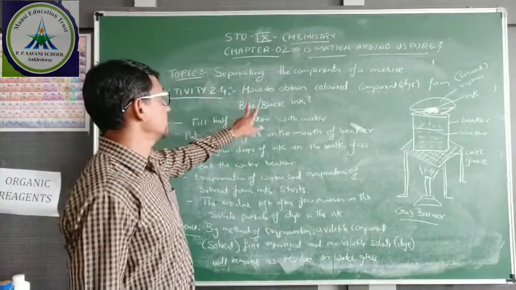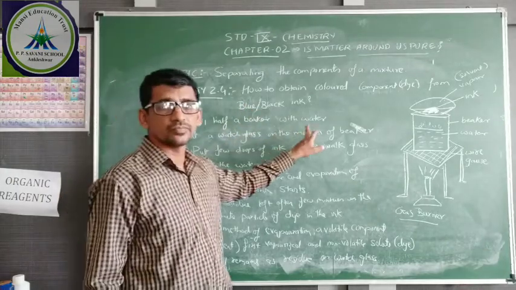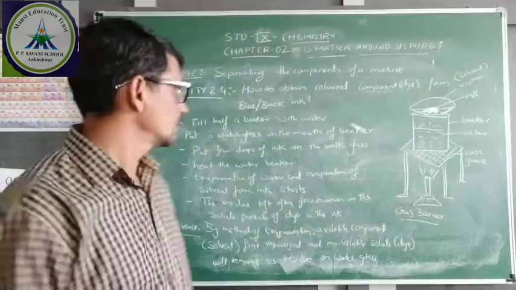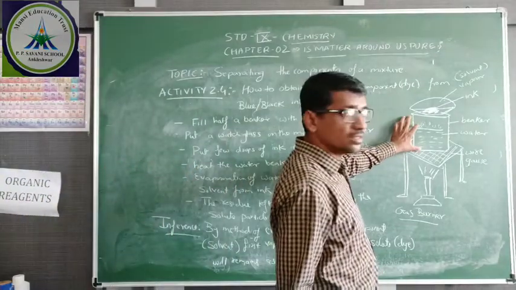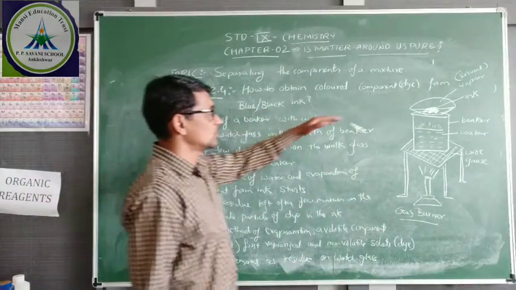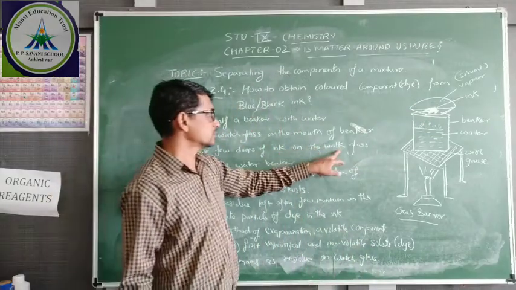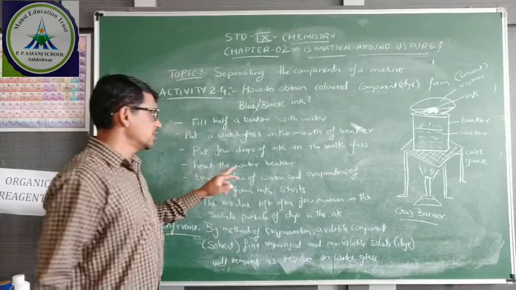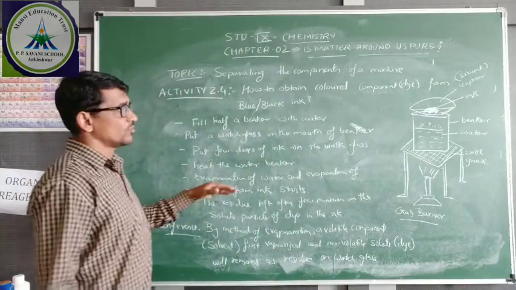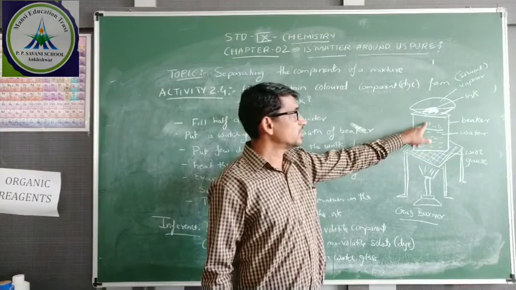So here we take blue or violet ink. Fill half a beaker with water. Put the watch glass on the top of the beaker. Add a few drops of ink on the watch glass. Heat the beaker with the burner. Evaporation of water will start. After a few minutes evaporation of water will take place first and it is converted to vapor form.